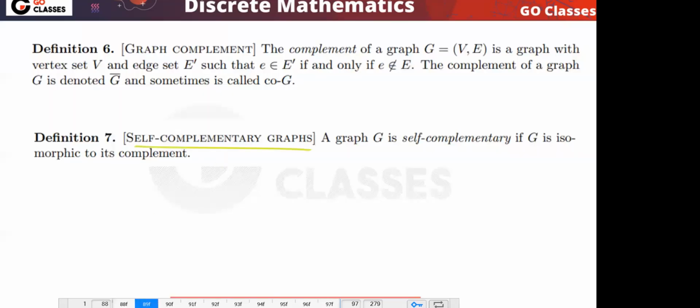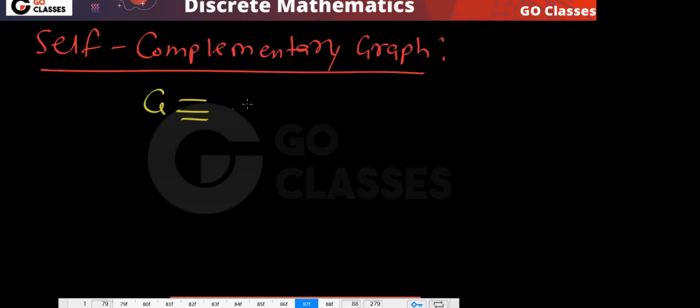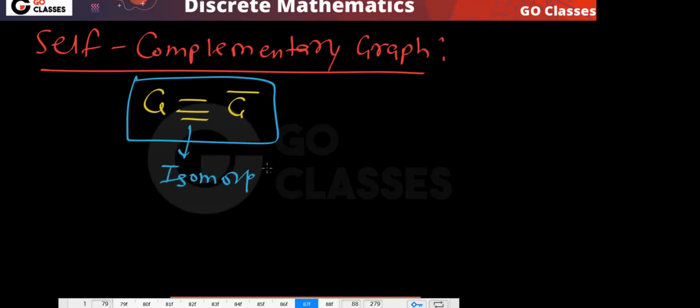So very simple. Now, what is a self-complementary graph? The name itself is telling you what that means. Self-complementary means the complement is the same as itself. What is the definition? A self-complementary graph means G is isomorphic to G complement. They must be isomorphic, they need not be exactly the same. If they are isomorphic to each other, then we say they are self-complementary. G is isomorphic to G bar.